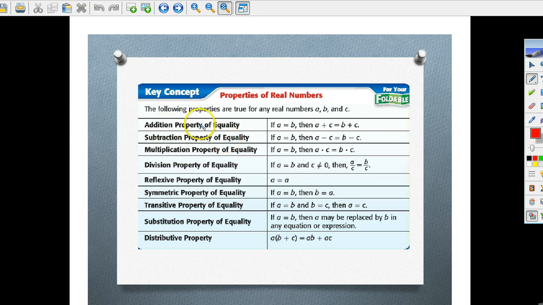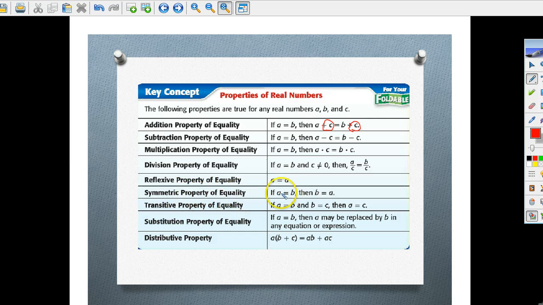So all you really did here was add C to each side, and they're still equal because they said A is equal to B. Same for subtraction, same for multiplication, same for division. So if they tell you they're equal, you can add, subtract, multiply, or divide the same number or same variable on each side, and they should still be equal. Reflexive property is A equals A. It's kind of like looking in the mirror, like a reflection of yourself. It's the same, A equals A.